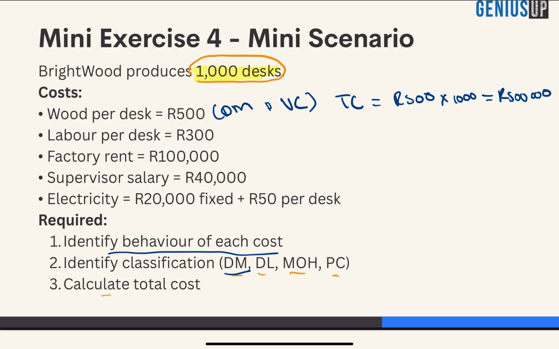And then we have labor per desk. So this is direct labor. Direct labor, because these are people that produce the desk themselves.